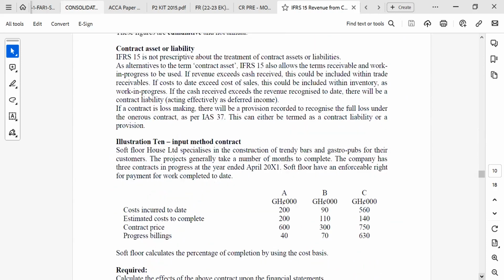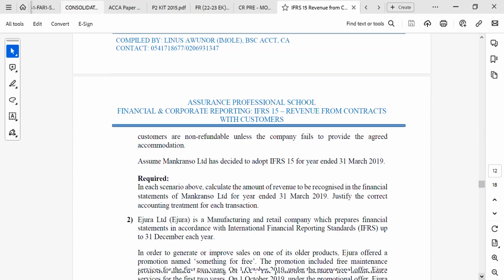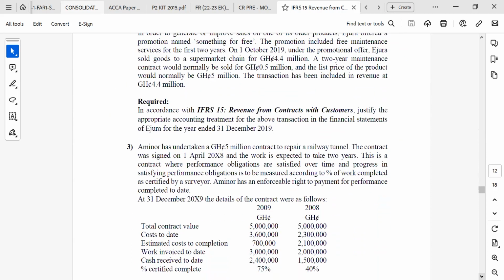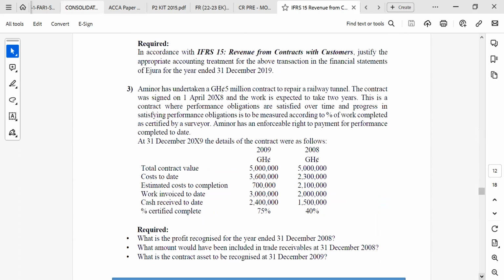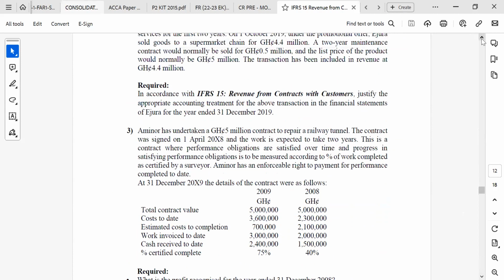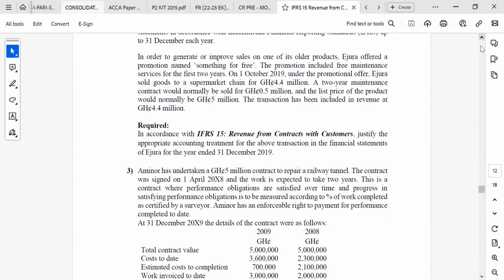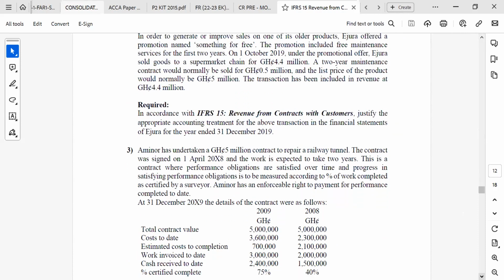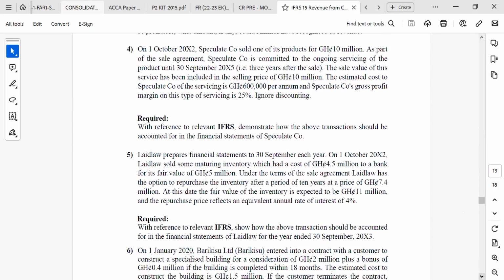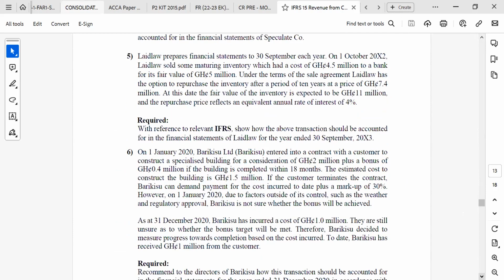So the sale and repurchase is very important, that you have to pay attention to that. Let me see whether I can have a question on that. Then I will talk about something that we call incremental cost. Okay, let's look at question 5.